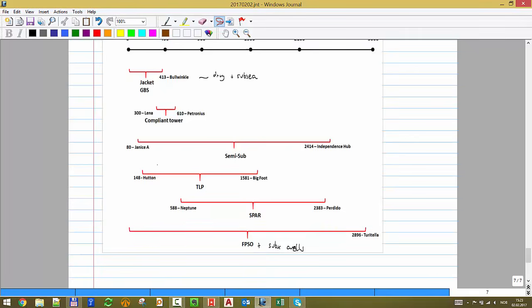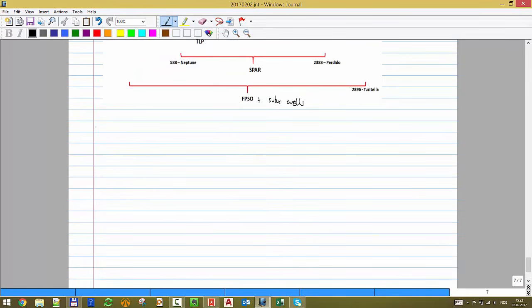So now let's go to the issue of dry versus subsea wells. As I told you, dry means the Christmas tree is on the platform, on the offshore structure. And subsea, the Christmas tree is on the seabed.